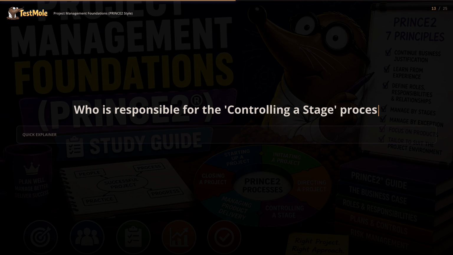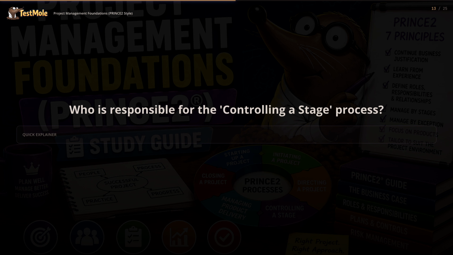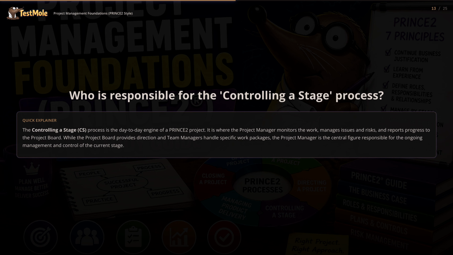Who is responsible for the controlling a stage process? The controlling a stage, CS, process is the day-to-day engine of a PRINCE2 project. It is where the project manager monitors the work, manages issues and risks, and reports progress to the project board. While the project board provides direction and team managers handle specific work packages, the project manager is the central figure responsible for the ongoing management and control of the current stage.